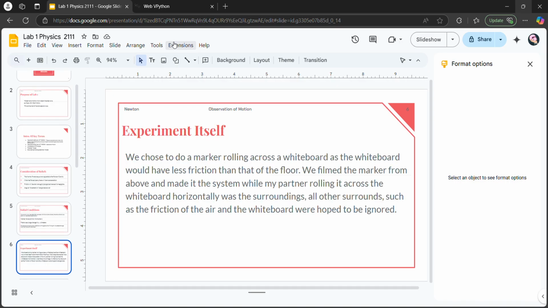In the experiment itself, we chose to do a marker rolling across a whiteboard, as the whiteboard would have less friction than that of the floor. We filmed the marker from above and made the system, and while my partner rolled the marker across the whiteboard horizontally, everything else was the surroundings. All other surroundings, such as the friction of the air on the whiteboard, were hoped to be ignored.